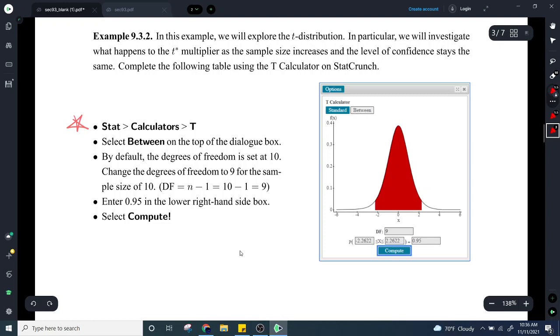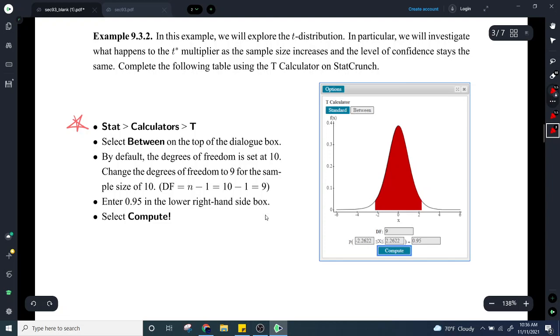So by default, the degrees of freedom is going to be set at 10. Change the degrees of freedom to 9 for a sample size of 10. So in other words, n is your sample size, don't forget. So degrees of freedom, if my sample size is 10, degrees of freedom will be 9, 10 minus 1.